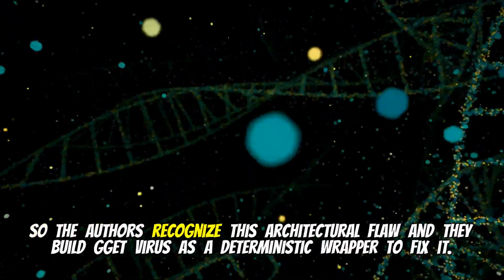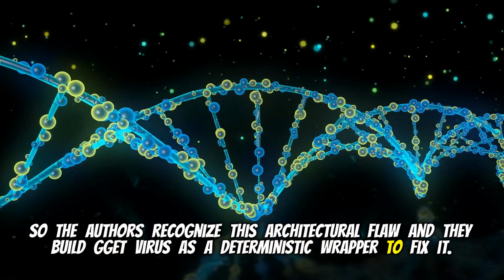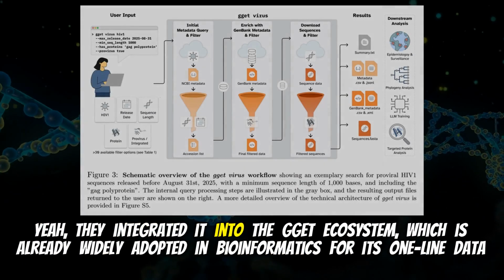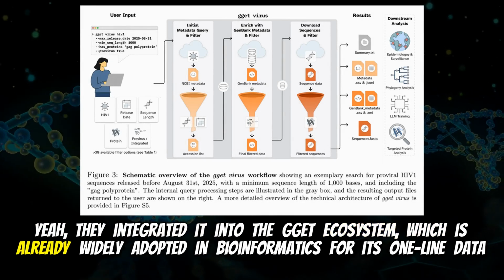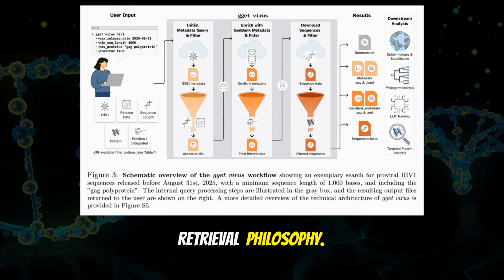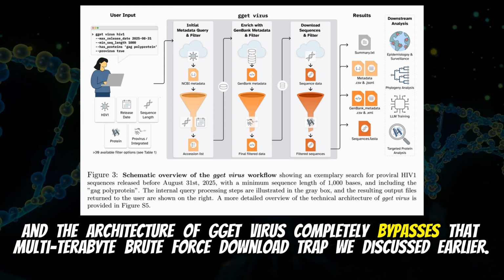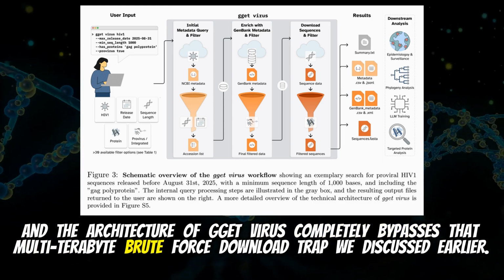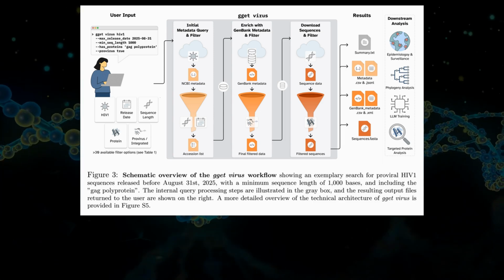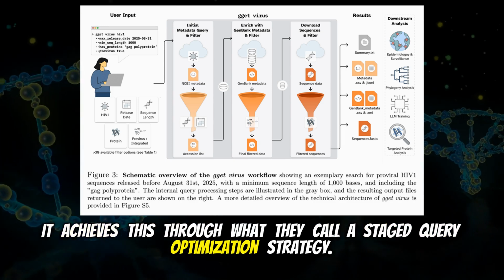So the authors recognize this architectural flaw, and they build gget virus as a deterministic wrapper to fix it. Yeah, they integrated it into the gget ecosystem, which is already widely adopted in bioinformatics for its one-line data retrieval philosophy. And the architecture of gget virus completely bypasses that multi-terabyte brute force download trap we discussed earlier. It achieves this through what they call a staged query optimization strategy.